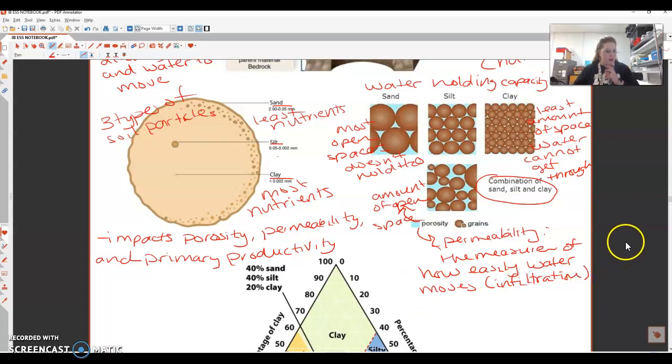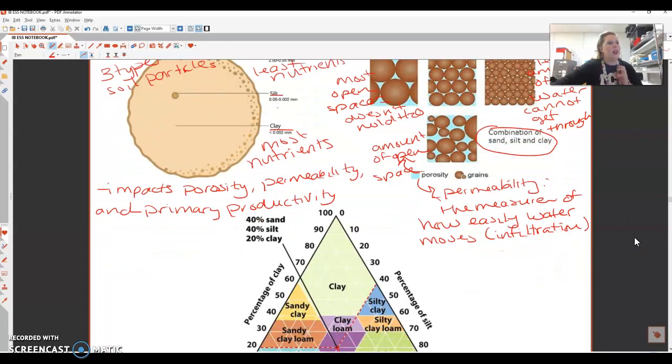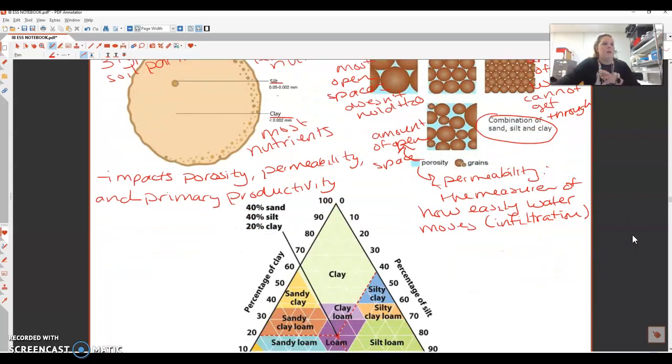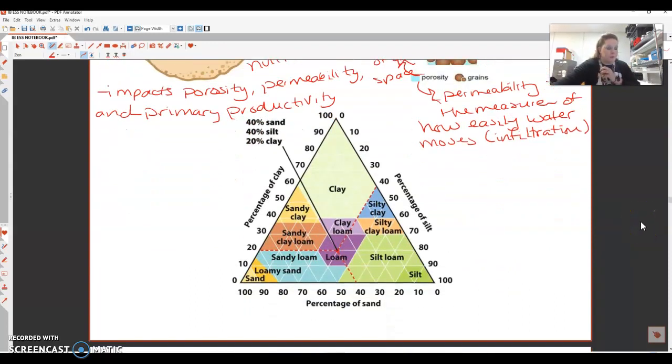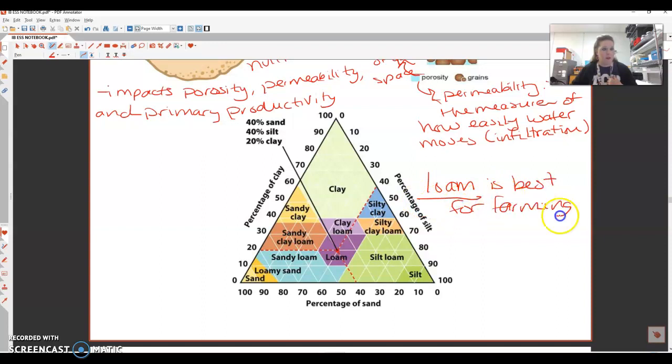Okay, so when we look at agriculture, and the next part of this unit is going to be focused on agriculture. What type of soil do we want for agriculture? Well, we know that loam, what we call loam, is best for farming. Okay, because it is able to have the right amount of water retention and the right amount of nutrients.